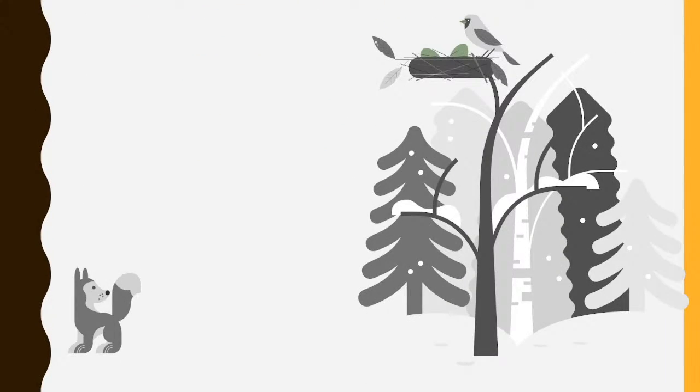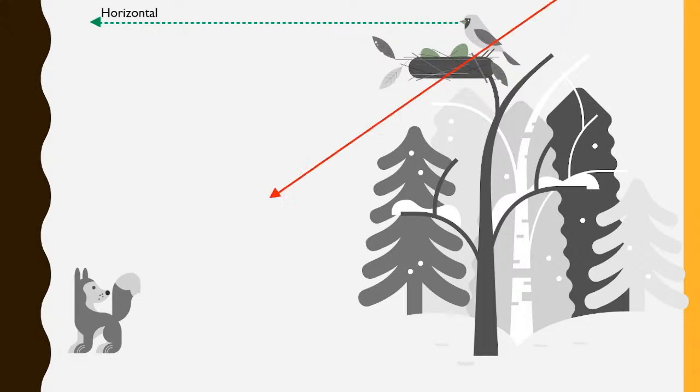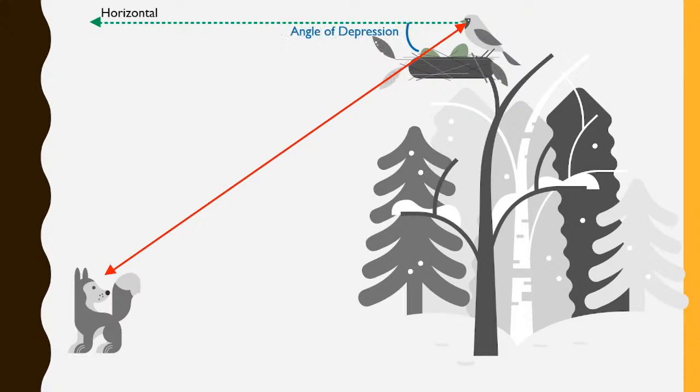Now, let us look at the example of the bird on the tree and the fox on the ground. In this example, the line of sight of the bird on the tree, when it looks at the fox on the ground, is below the horizontal. Thus, it is an example of an angle of depression. On the contrary, the line of sight of the fox, when it observes the bird on the tree, is above the horizontal. Thus, it is an angle of elevation.